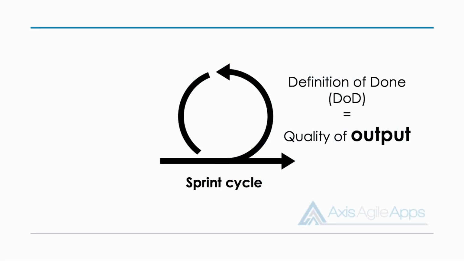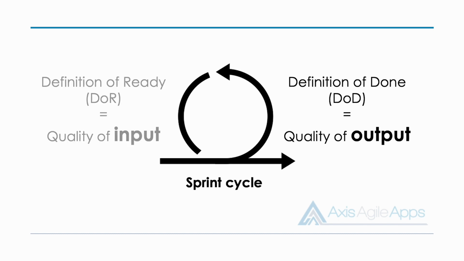Now, the definition of ready, on the other hand, is also quality criteria, but not for the output of the sprint cycle. It's not exit criteria. Instead, think of it as entry criteria, or specifying the quality of the input into your sprint cycle. Now, what's the input into your sprint cycle? Well, it's your product backlog items, or more generally speaking, your requirements. So what a definition of ready does is it helps your team define what is the quality of their requirements. What level of detail do they need to bake into their requirements?